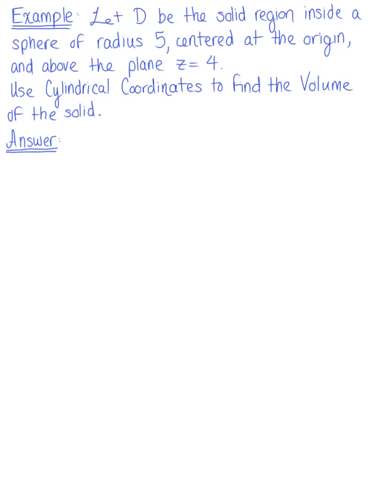Let D be the solid region within a sphere of radius 5, centered at the origin, and above the plane z equals 4. Now we're being asked here to use cylindrical coordinates to find the volume of this solid. So to begin, I want to start by considering this solid region D in space.